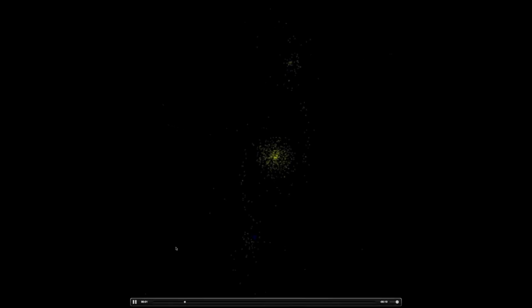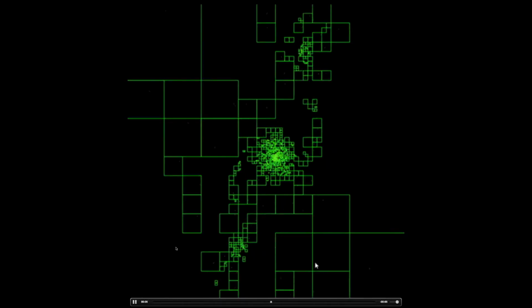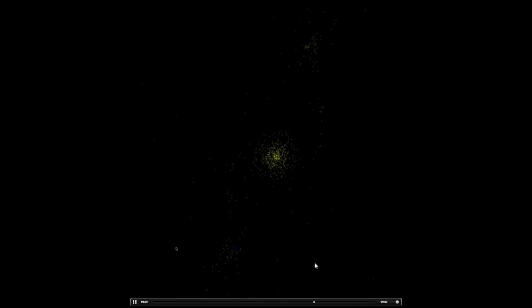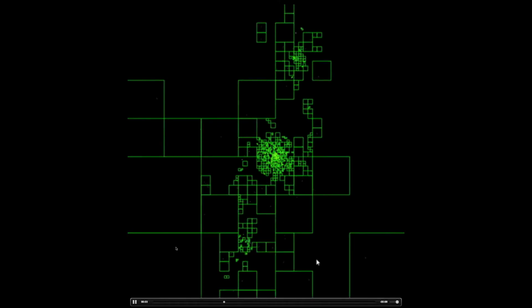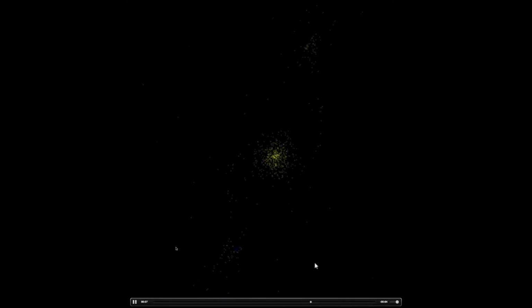So, let's take a look at the simulation first. As you can see, this is a spiral galaxy simulation where you can see how the bodies exert forces on each other. You can also see those green lines that look like squares. This is the implementation of a so-called quadtree, and this is used in our algorithm to subdivide the area, but I will get to that later.